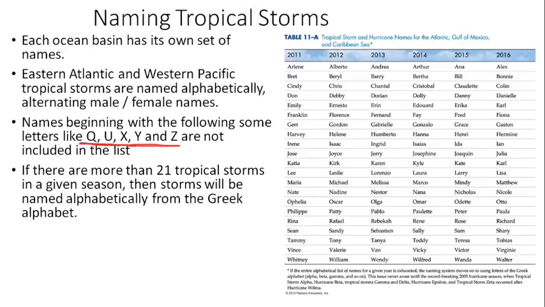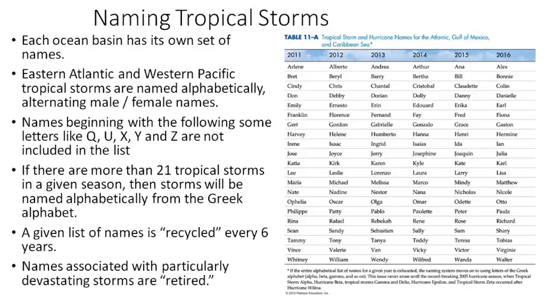And if there are more than 21 named tropical storms for a given year, you run out of names. And so then what they do is they go to the Greek alphabet. And actually in 2005, I want to say, with Hurricane Katrina, we did have to do that. So speaking of Hurricane Katrina, if we find K's, there is no Hurricane Katrina here.